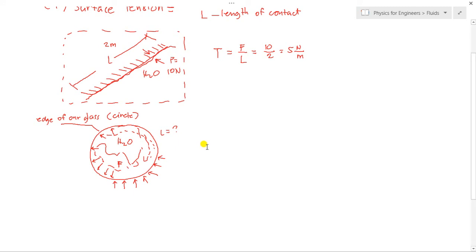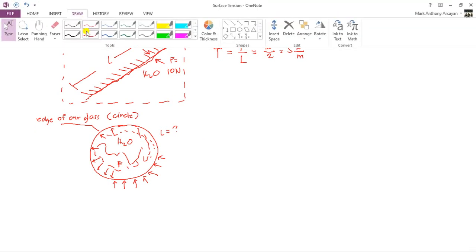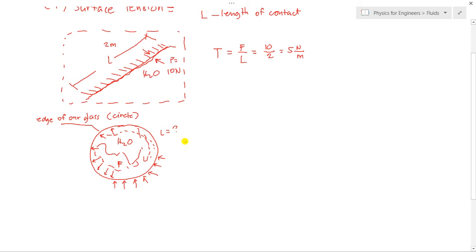Remember class, it is a circle. So 2 pi r, or the circumference of the circle. So the length of contact here, since it is circular in shape, L is just equal to the circumference. So that is 2 pi r, whatever the radius is.